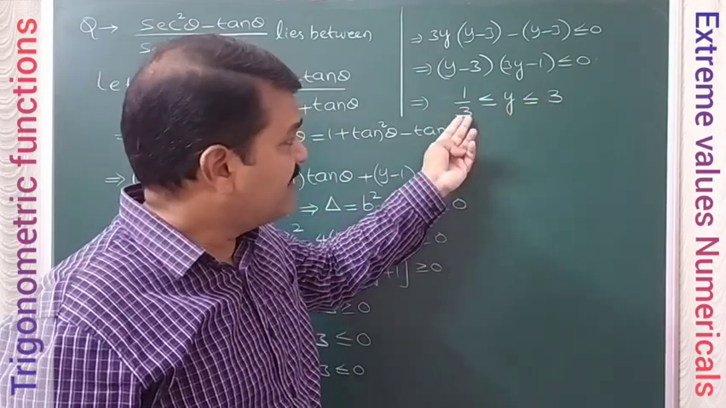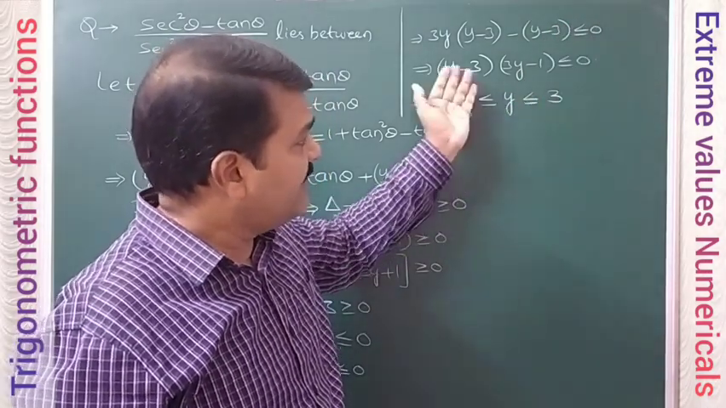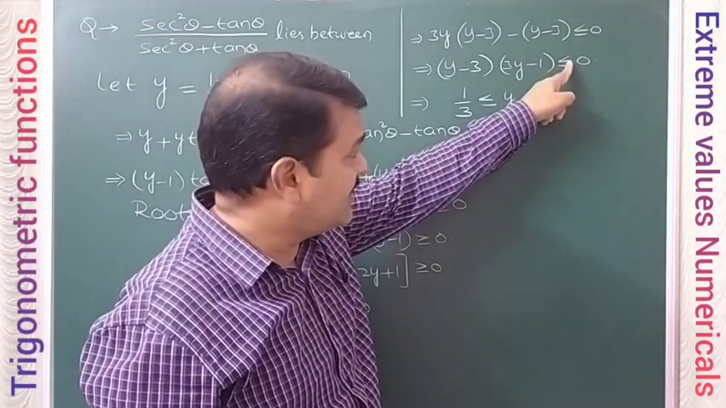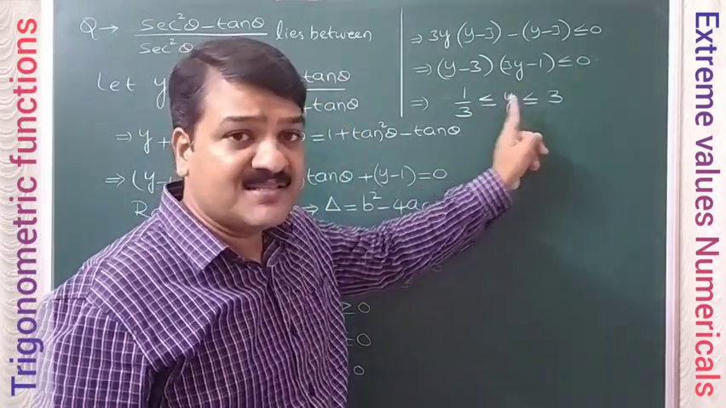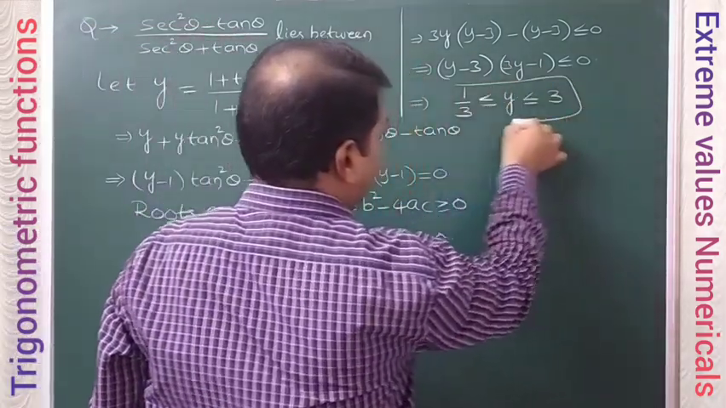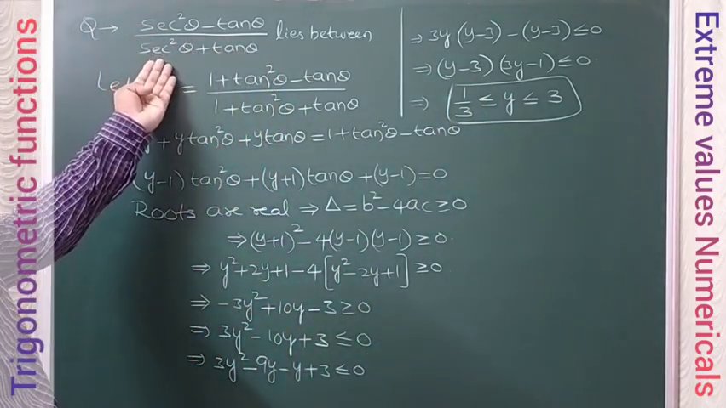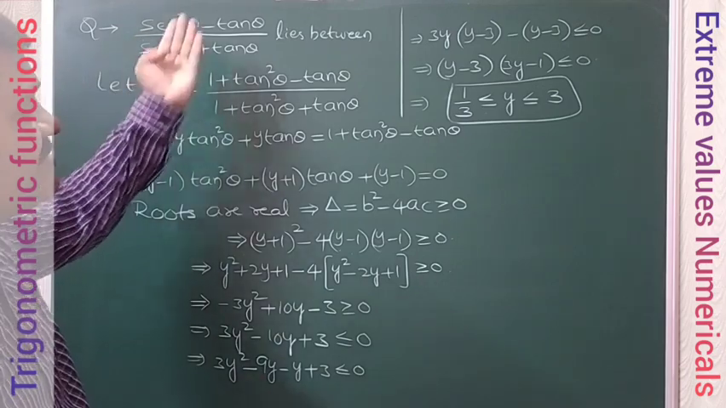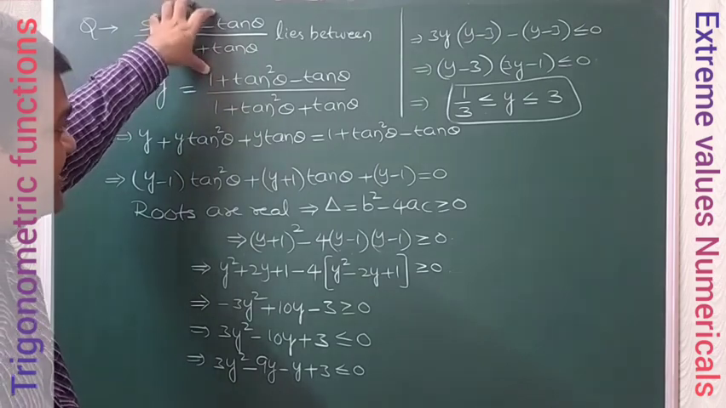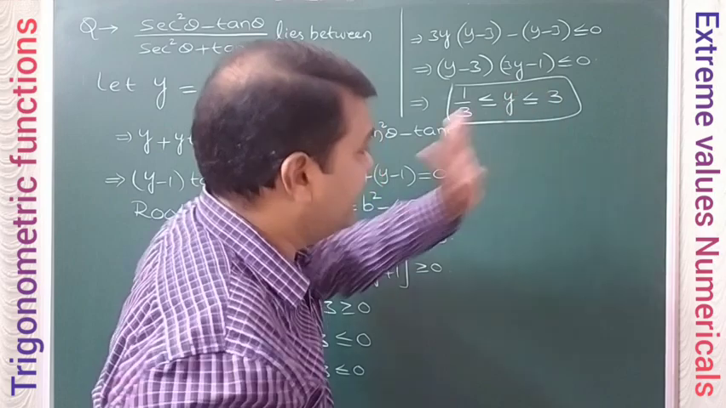When y is taken as 1 by 3, we get 0 here. That is okay. When y is taken as 3, we get 0 here. Even that is okay. So when we have strictly less than here, we also take strictly less than symbol here. So y lies between 1 by 3 and 3. What is y? Y is nothing but this expression. So this expression lies between 1 by 3 and 3 we got. That means the range of this expression, which we have taken as y, is 1 by 3 to 3.